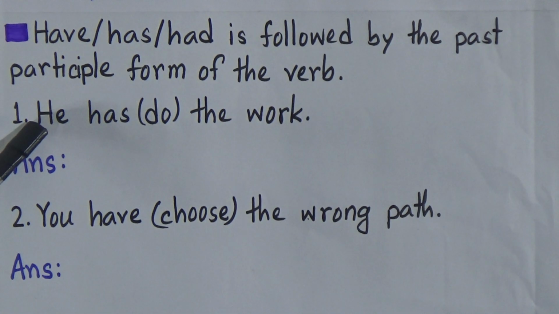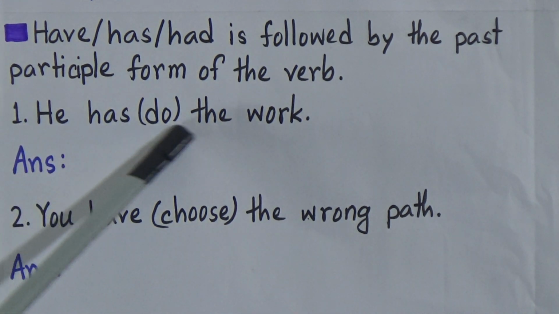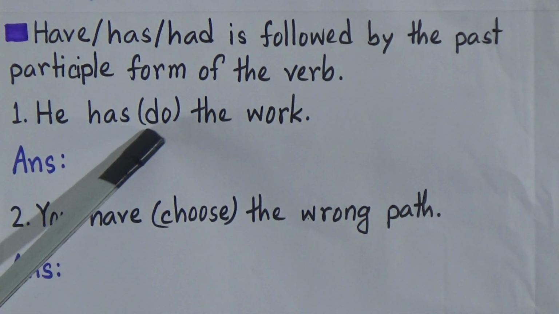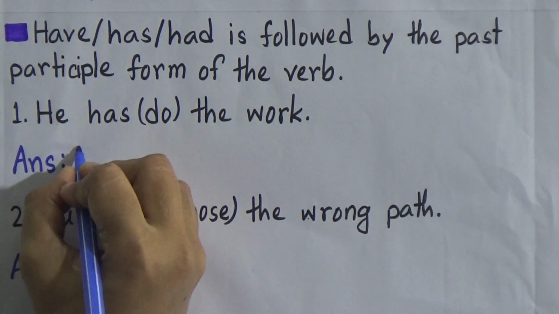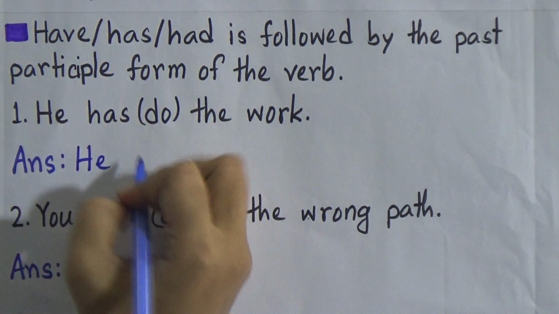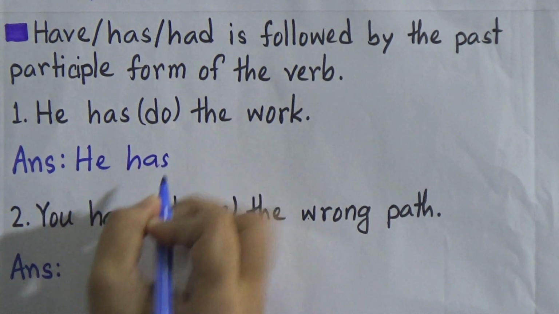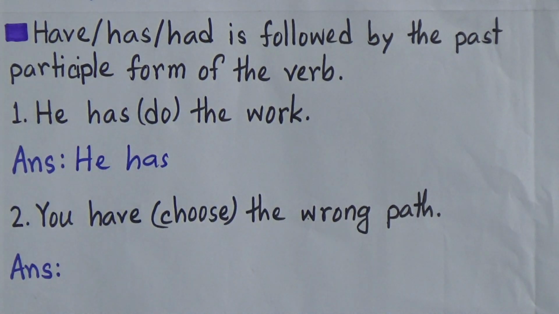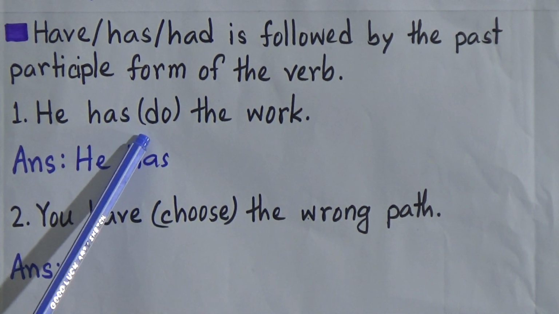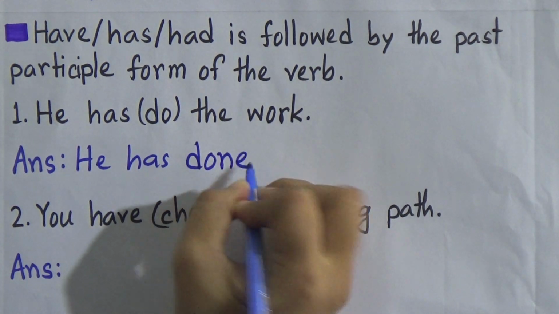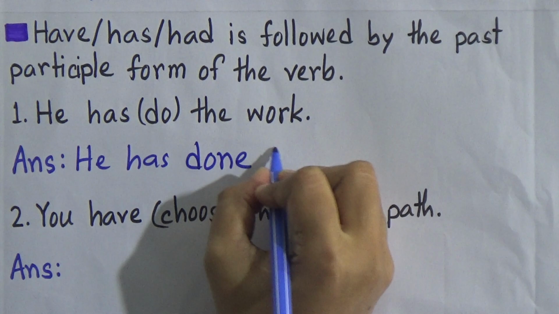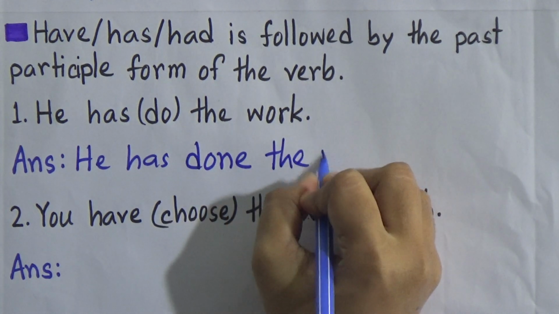Now look at this example. He has do the work. Inside the bracket there is a verb, do. So now let's do this exercise. At first we will write the subject he and then the verb has. Now we will write the past participle form of the verb do. What is the past participle form of the verb? Yes, we know that it will be done. So he has done. Now the rest of the sentence, the work.